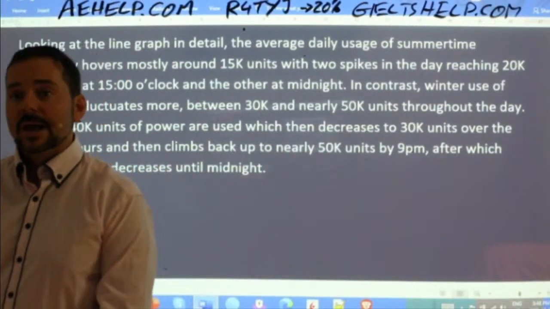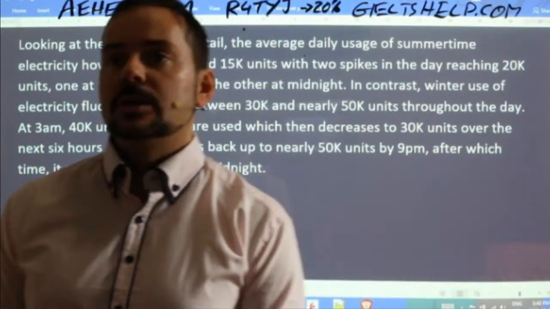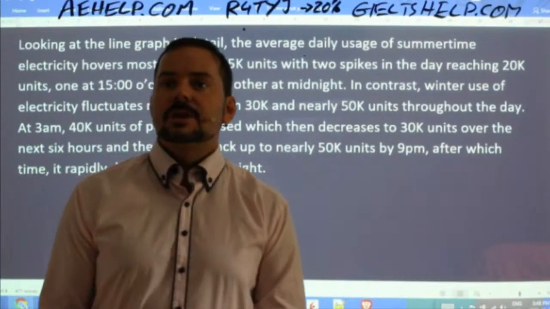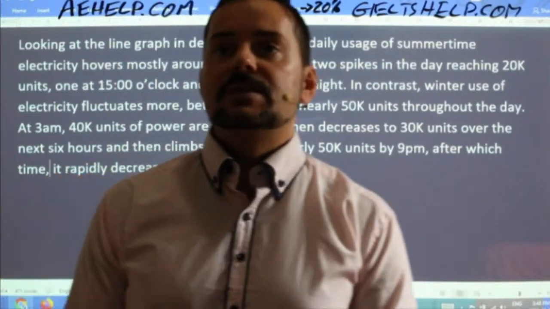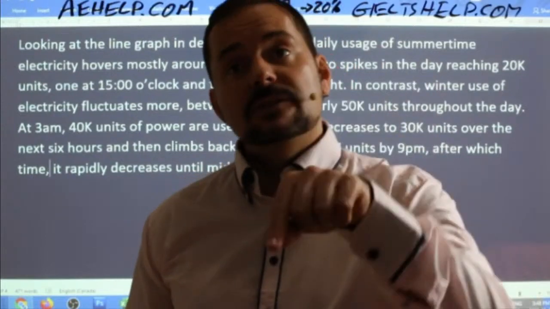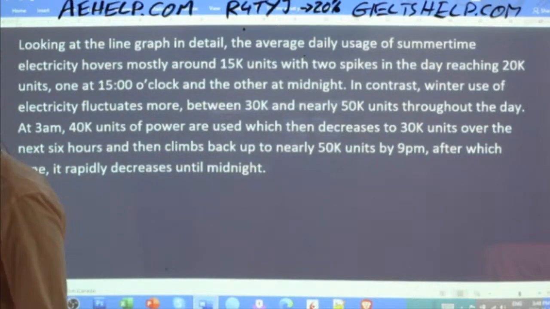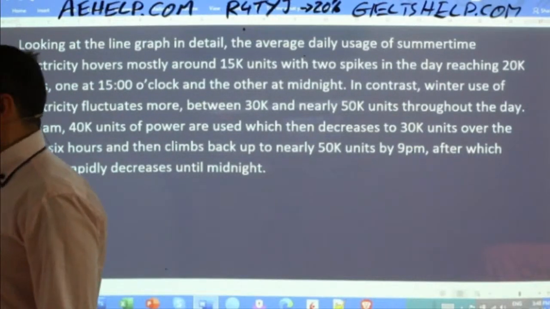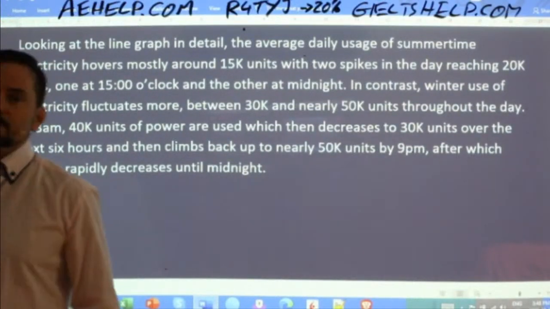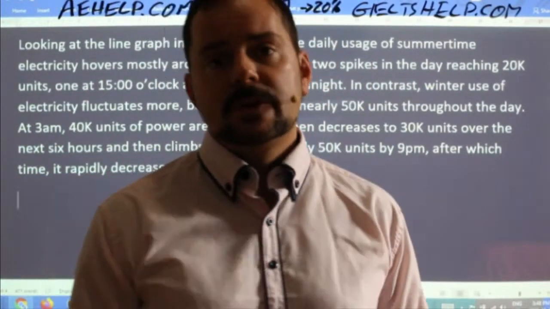Now, I see some good writing coming up. That's fantastic. Onur says, electric consumption in winter surges between 30 and nearly 50,000 units of electricity. In the day, it has two peak points, at 3 a.m. and nearly 50,000 units at 9 p.m., with 40 and 50,000 units respectively, okay. Now, some students might choose to do a new paragraph here. That's okay. I think if you join the two paragraphs together, that's okay too. You're not going to lose marks on that, okay.